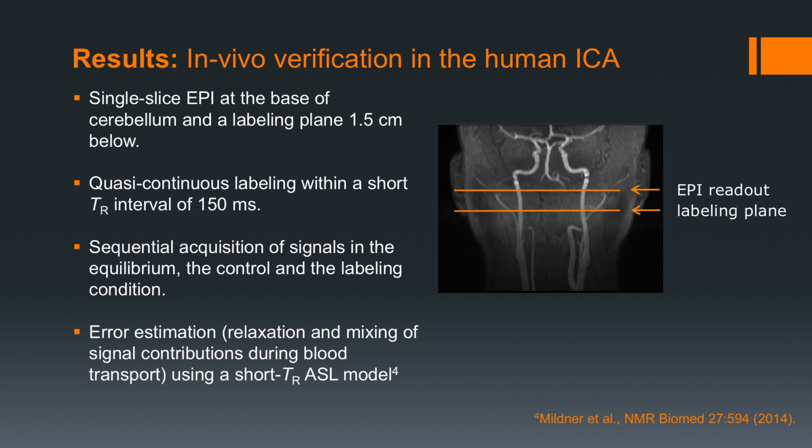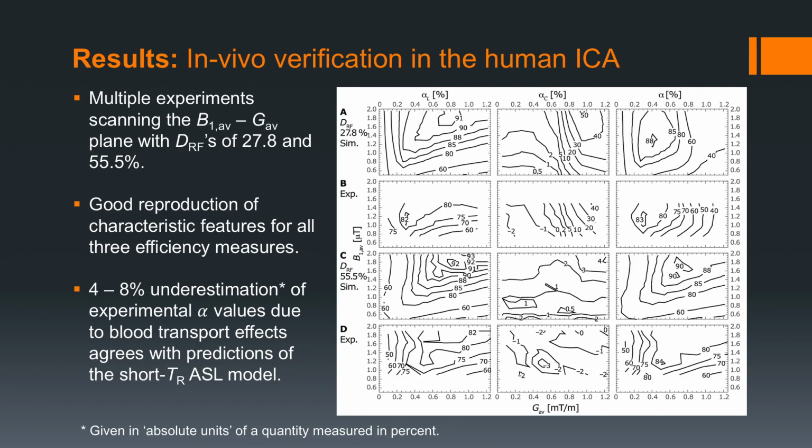Further, we performed an error estimation for the obtained efficiency measures using a short TR ASL model, which considers relaxation and the mixing of signal contributions during blood transport. With this fast measurement protocol, we were able to run multiple experiments to scan the average B1 average gradient plane with 2 different duty cycles in one session: a low duty cycle of 27.8% and a high duty cycle of 55.5%. At the right-hand side, you see the comparisons between simulated and experimental contour lines for the low at the top and the high duty cycle at the bottom.